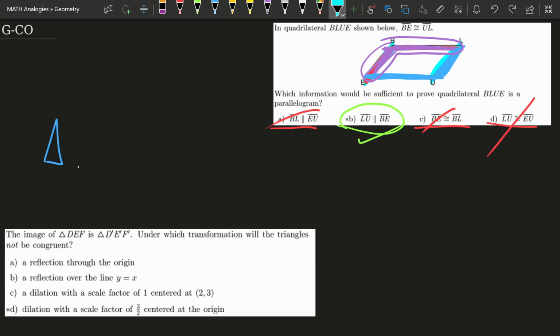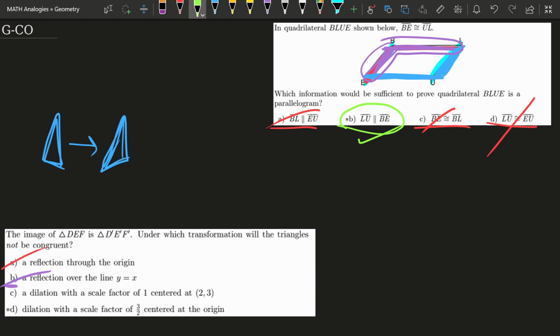Now, if we just go ahead and reflect the triangle, it doesn't really matter. Let's see. If we just reflect the triangle, it's just going to flip it around and not mess up its size. So it won't be A. And what about B, a reflection? Nope, that's still going to be fine. C, a dilation with a scale factor of 1.